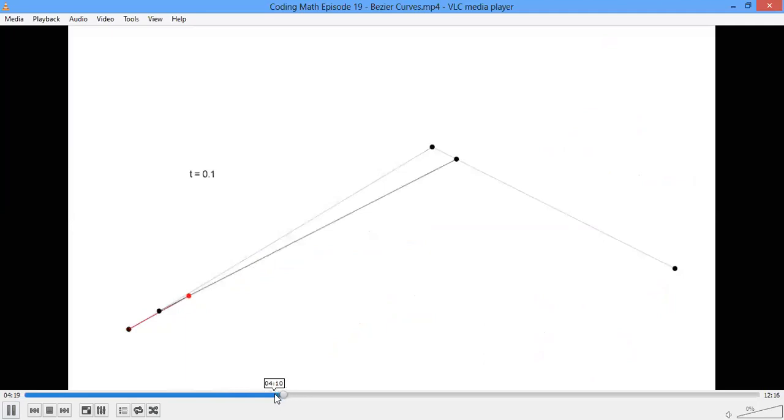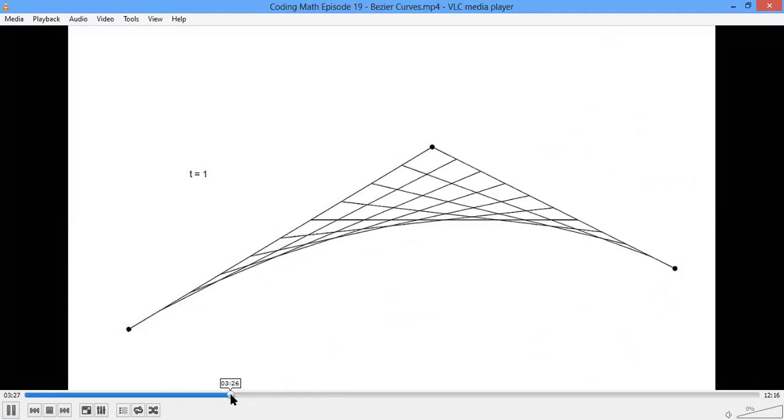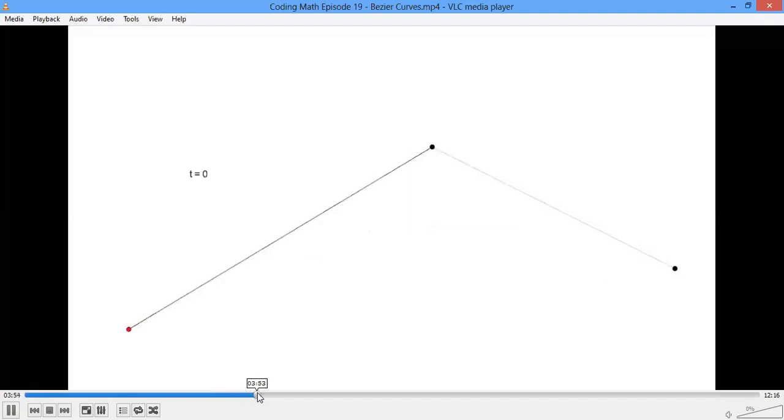The first line, first incremental distance, second. We can see it in slow motion over here in a stepwise manner. First a straight line over here, at t equal to 0.